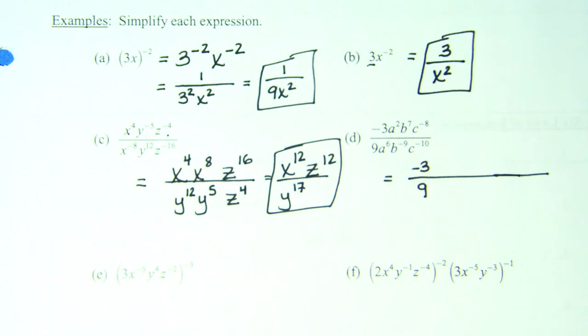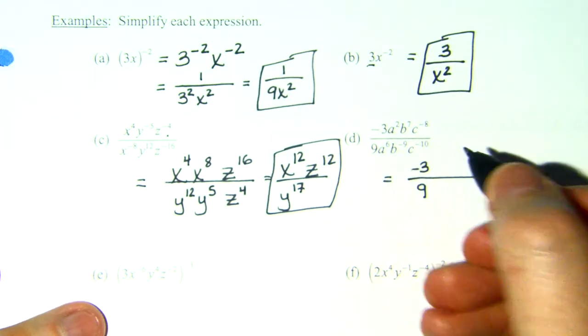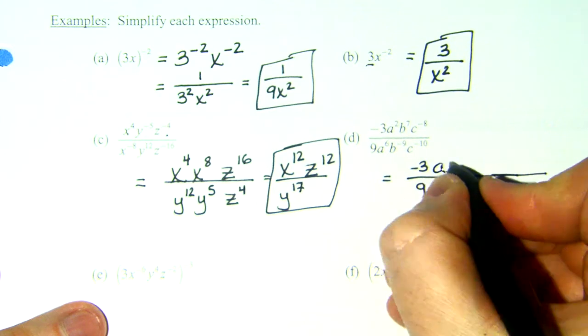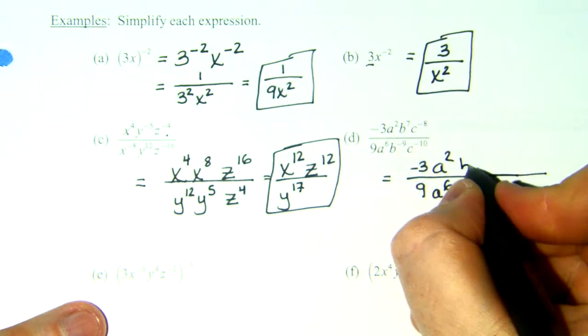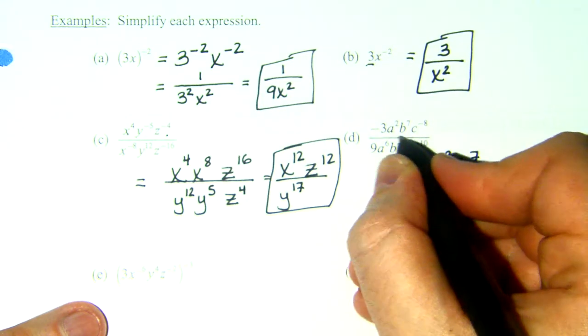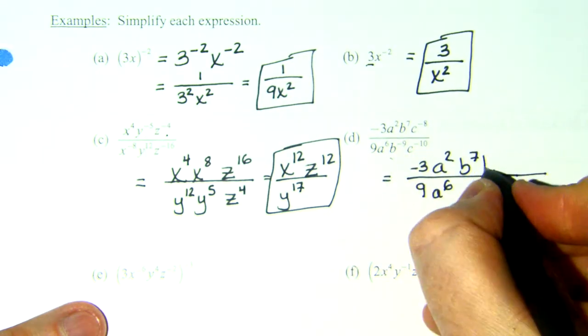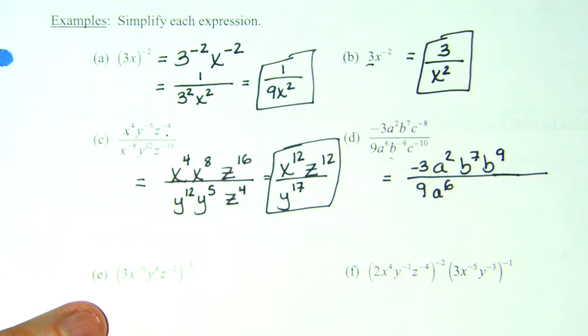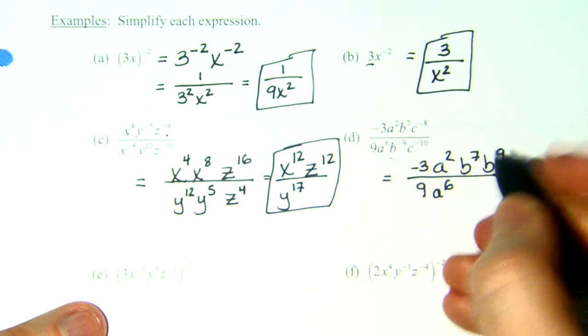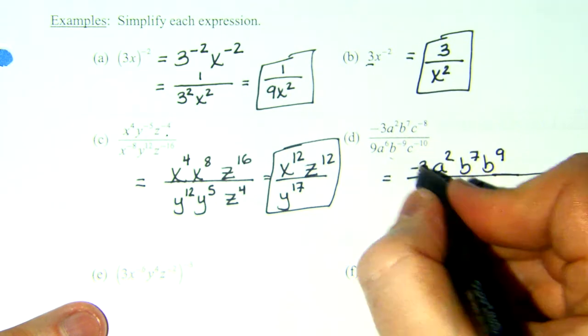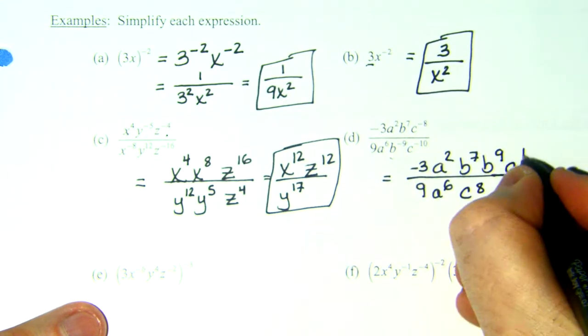Okay, so I'm going to start moving things. I think my a's are both going to stay where they are because they have positive exponents. I think b to the 7th will stay on the top, and c to the 9th will move up top because it was a negative exponent in the denominator. I think the c's will both switch places. C to the 8th will go in the denominator. C to the 10th will go in the numerator.